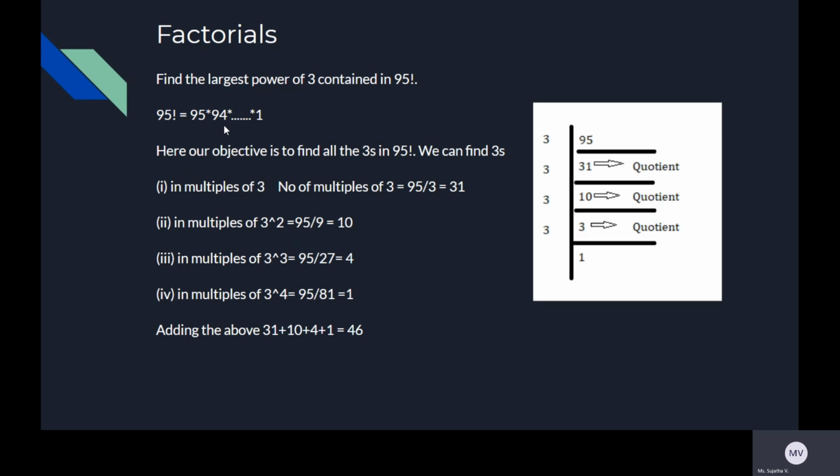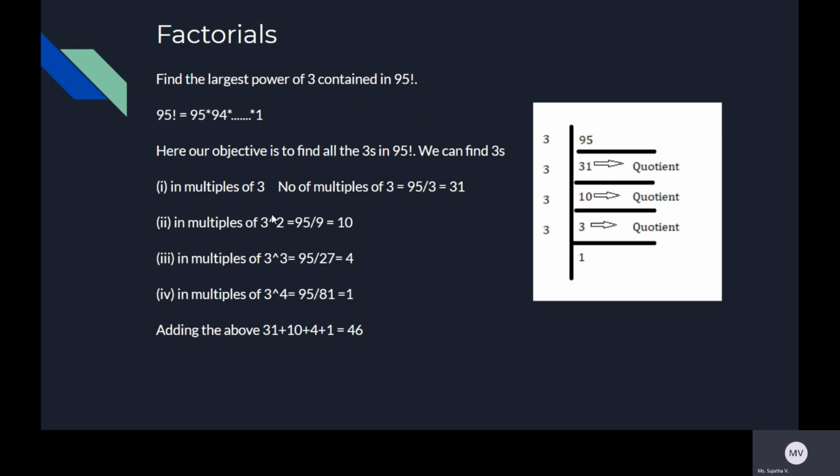95 factorial is 95 into 94, etc., till 1. Again, our objective is to find all the 3's here. So first of all, I'll get them in multiples of 3. How many multiples of 3 are there in these 95 numbers? 95 by 3. So that is 31.